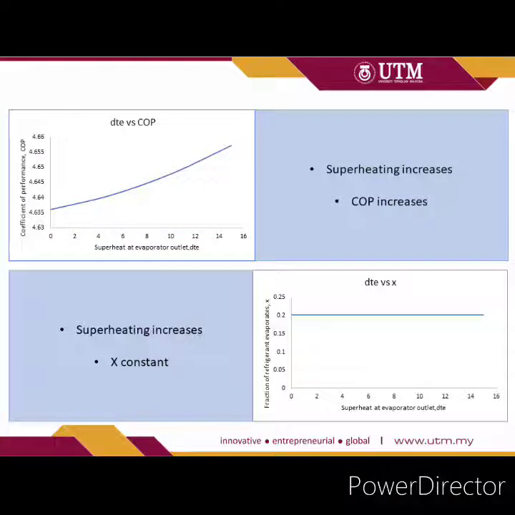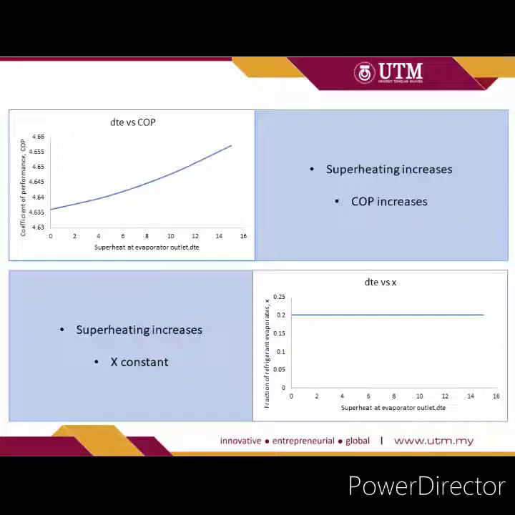Next, we go to the third graph, which is superheating versus coefficient of performance. As we increase the superheating at evaporator outlet, the COP also increases. Next, we go to the last graph, which is the superheating versus fraction of refrigerant that evaporates.